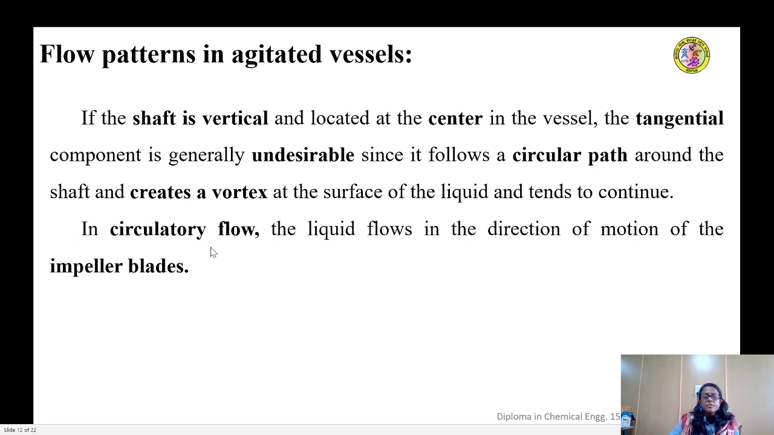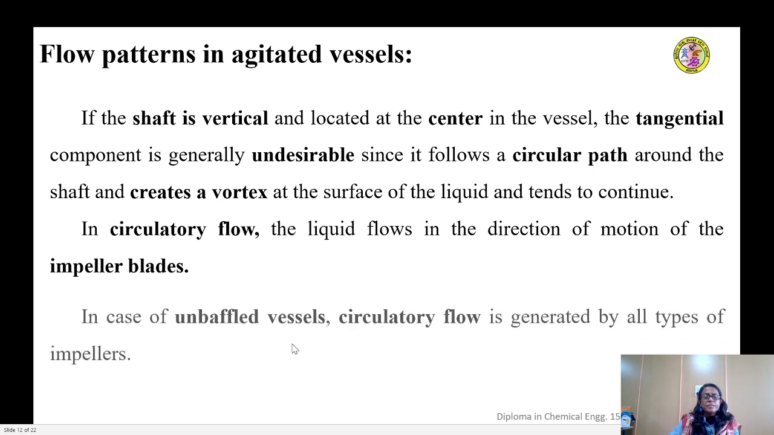So in circulatory flow, that is a kind of flow created by the tangential components, the liquid flows in the direction of motion of the impeller blades. So if the impeller blades are rotating like this, along the direction in which the impellers are rotating, the flow currents are created. So that is a kind of circulatory flow that can take place in an agitated vessel.